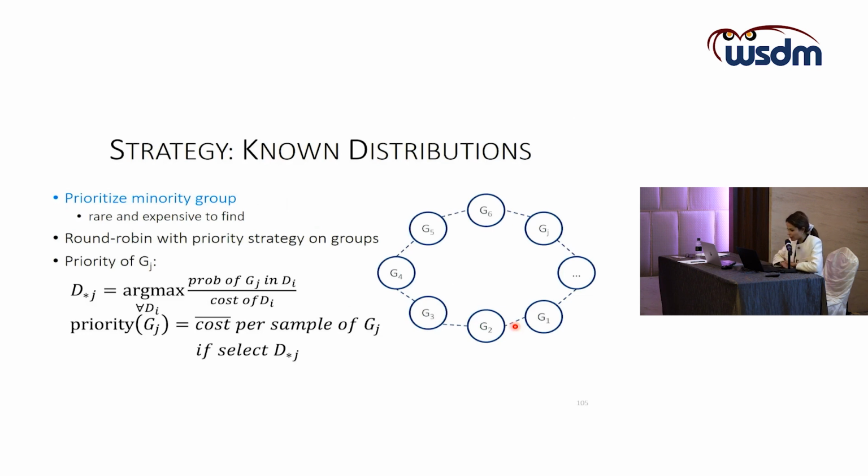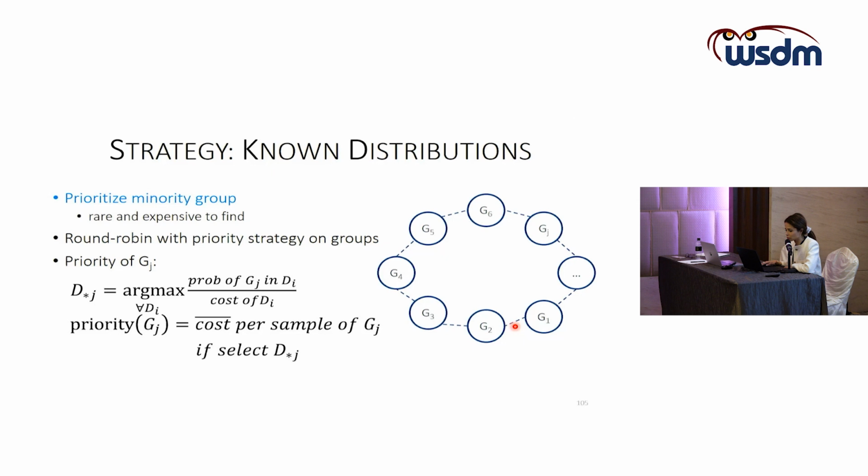The question we ask ourselves in designing these strategies is how much knowledge do we have about the distribution of the groups in data sources. I'm going to first talk about the case of known distributions, when we have some knowledge about groups. So one way to think about the problem is to decide which group we want to focus on in each iteration. And it turned out that at each iteration, we have to focus on the minority group.